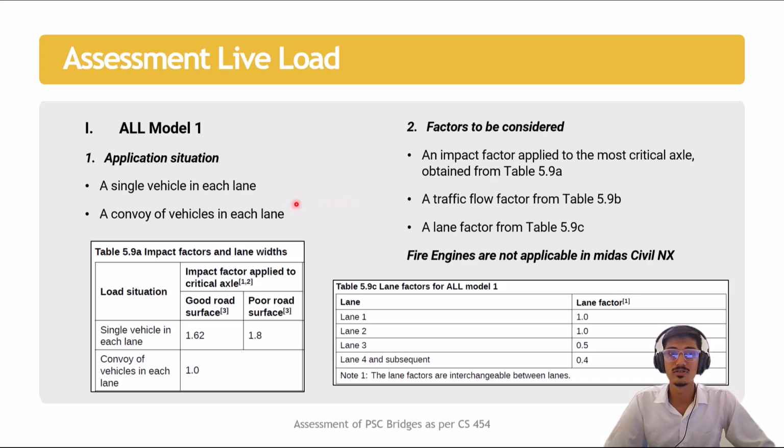So the application situation over here is that it is like a single vehicle in each lane or a convoy of vehicles in each lane. The factors to be considered over here are the impact factor, the traffic flow factor, and the lane factor. So this tables would give you an idea of what it would depend on. So whether the road surface is good or poor, and whether we are considering the single vehicle or convoy of vehicles. So it depends on all those different things. So the most critical axle is amplified using the impact factor. So that depends on the road factor over here. So these factors are part of CS454 action model, and it directly affects the action effects.